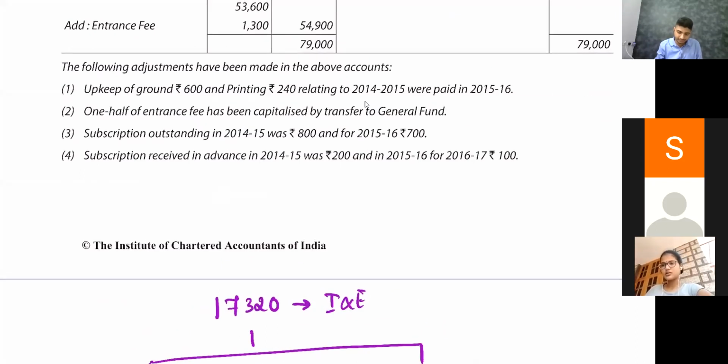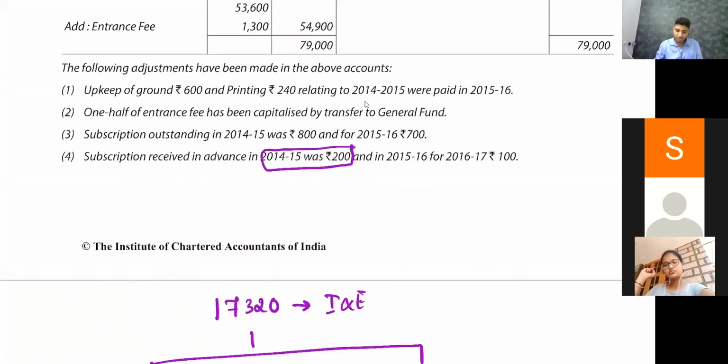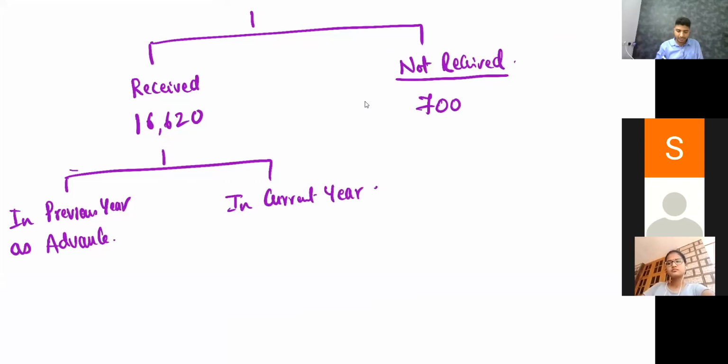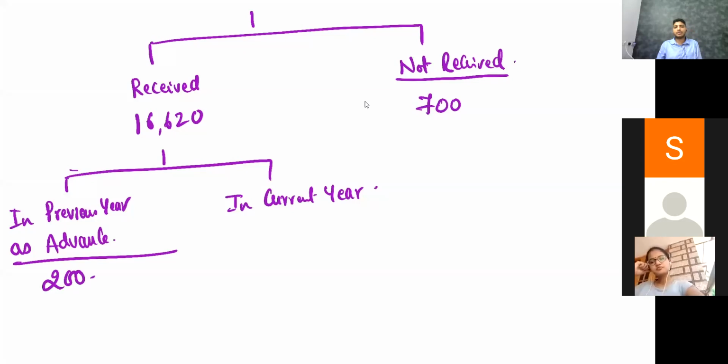Look here, where have they given it? Subscription received in advance in 2014-15 was 200 rupees, and in 15-16, that is for the next year, is 100 rupees. So this is there, no? In the previous year, how much did I receive in advance? That is 200 rupees. Everybody agree with this? 200? Okay.